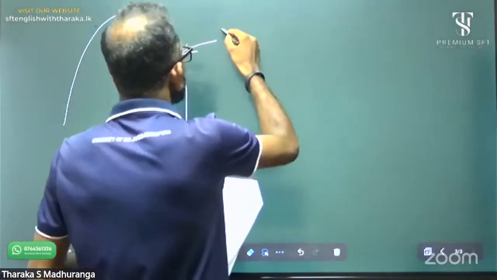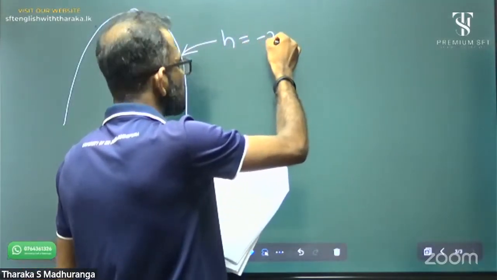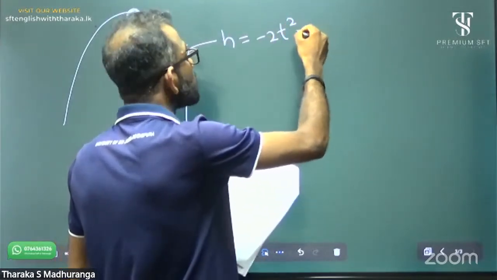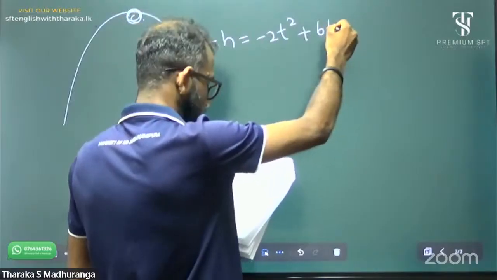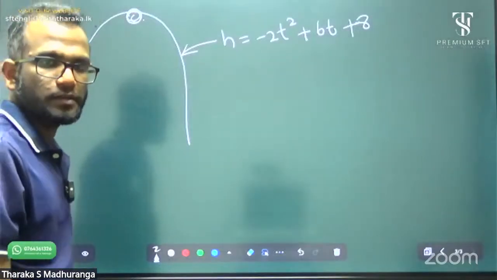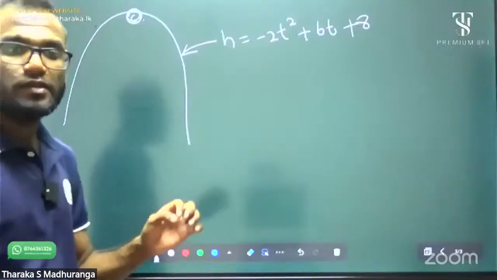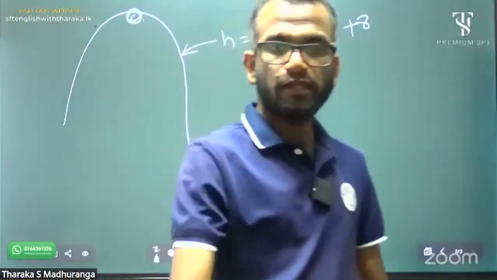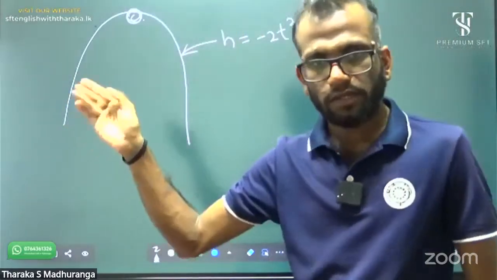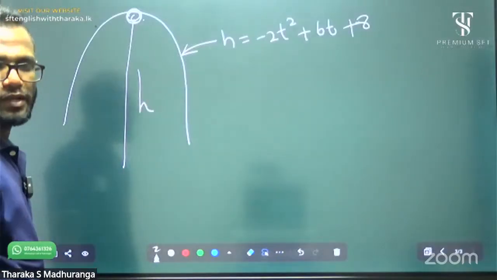H equal, h means y equal, right? H equal minus 2t squared plus 6t plus 8. Then if you get the turning point coordinates of this graph, this is the maximum point. Then you can get the height.